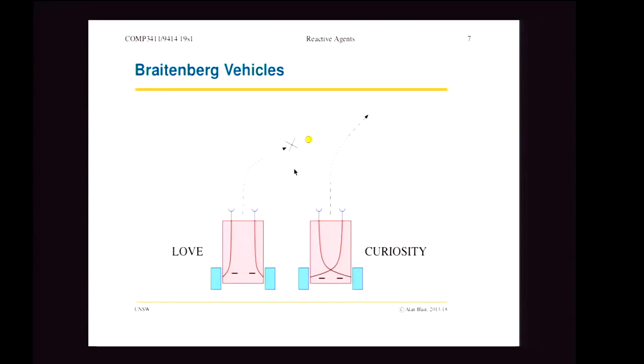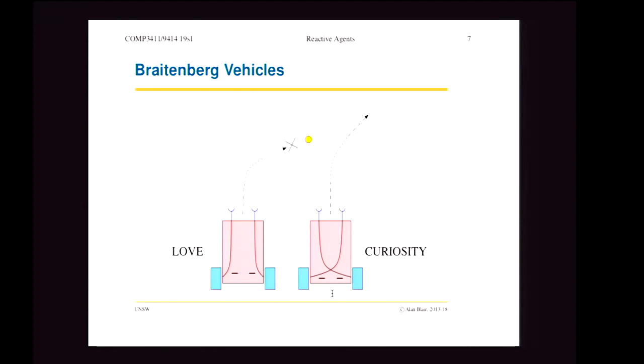But this, unlike the hate vehicle, this vehicle, as it gets closer to the light, it'll slow down rather than speeding up. So if the light is there, it'll turn around towards the light, and then at some point it'll just stop. It looks like it's kind of worshipping the light. So that's why he called this love. It seeks out the light and just sits in front of it.